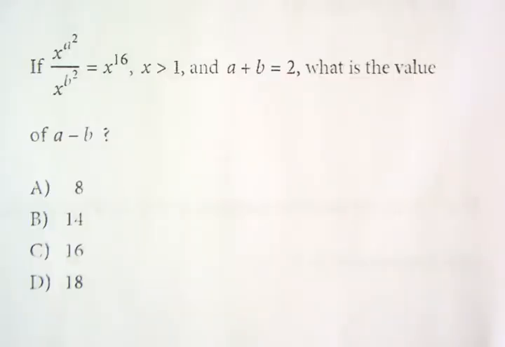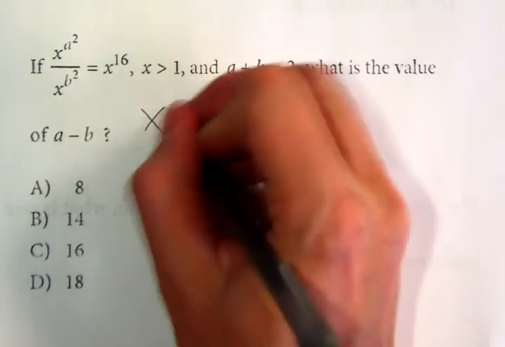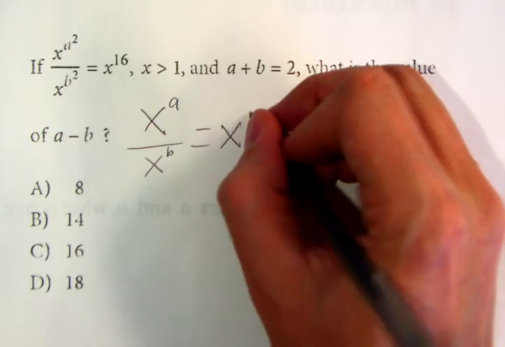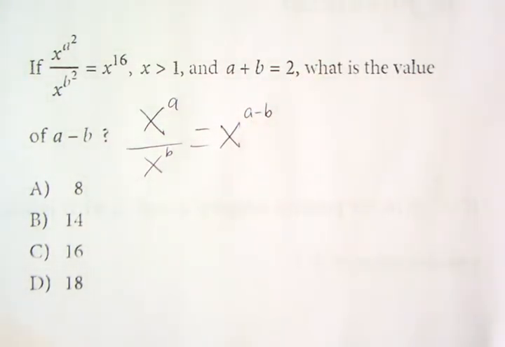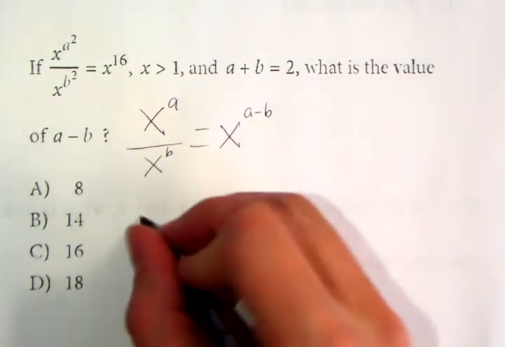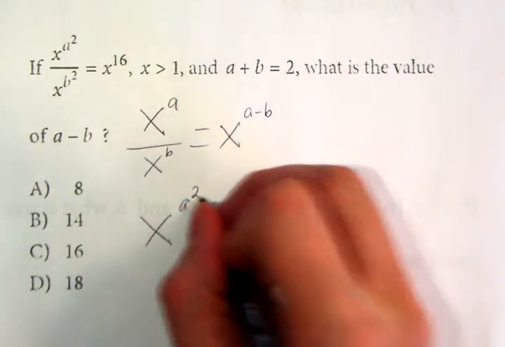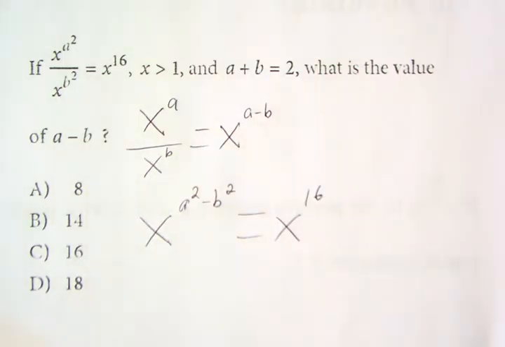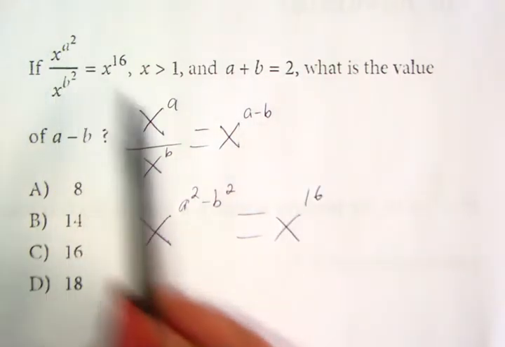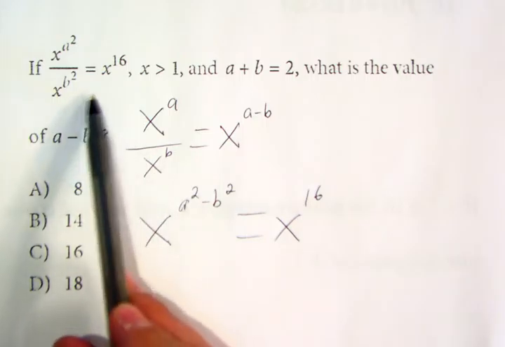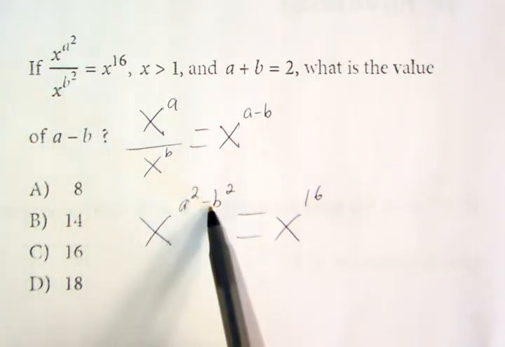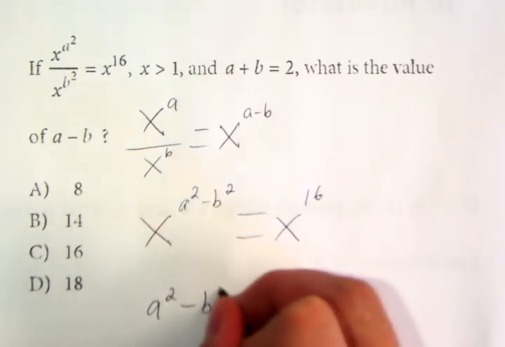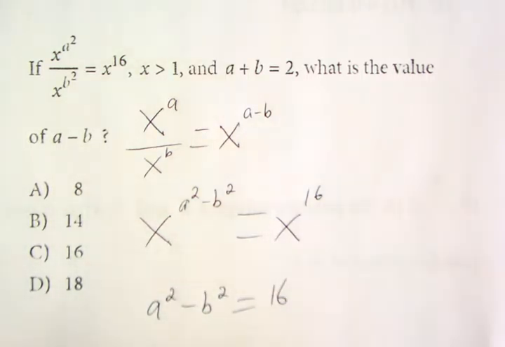For the second one, we start with the same formula. x to the power of a divided by x to the power of b is equal to x to the power of a minus b. And when we apply this to this problem, we end up with x to the a squared minus b squared, which is equal to x to the 16th. A squared, which is on top, goes right here, and b squared, which is on bottom, is subtracted. From this, we know that a squared minus b squared must be equal to 16.